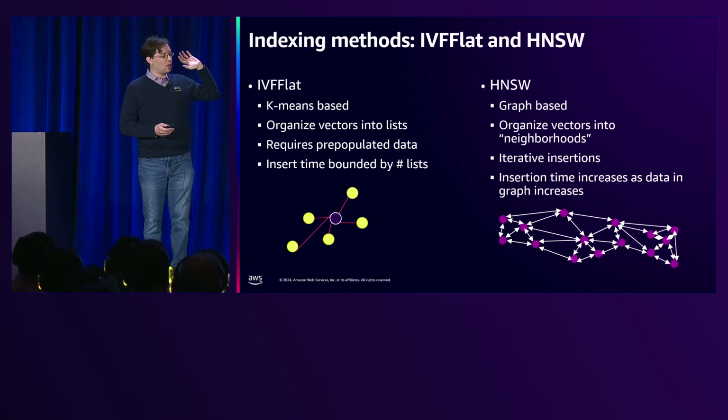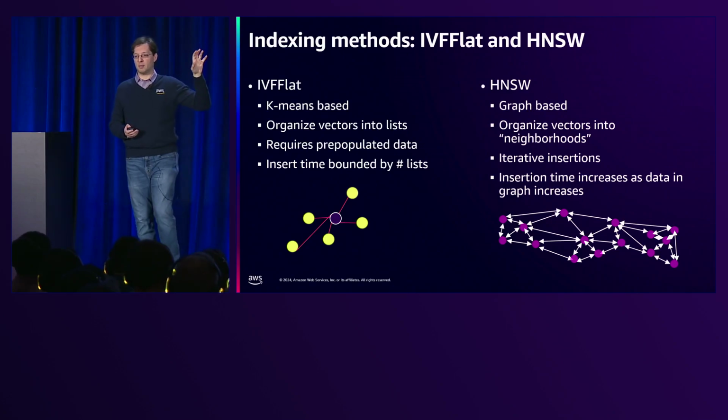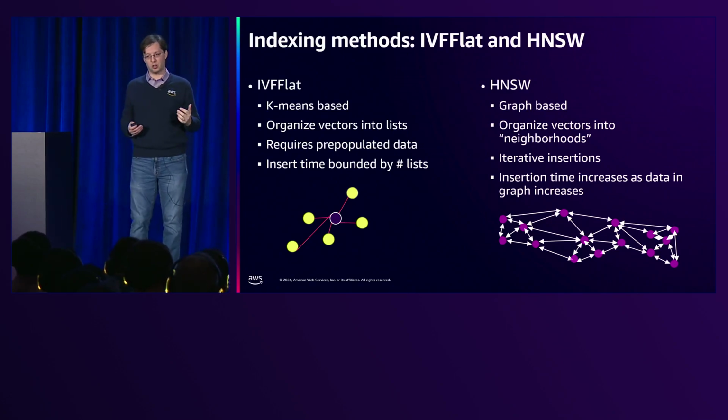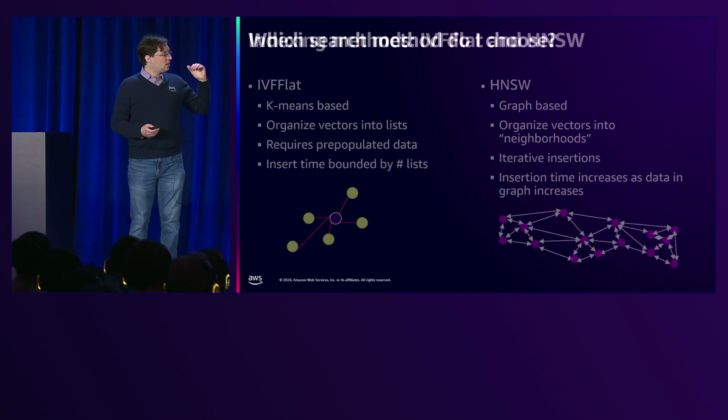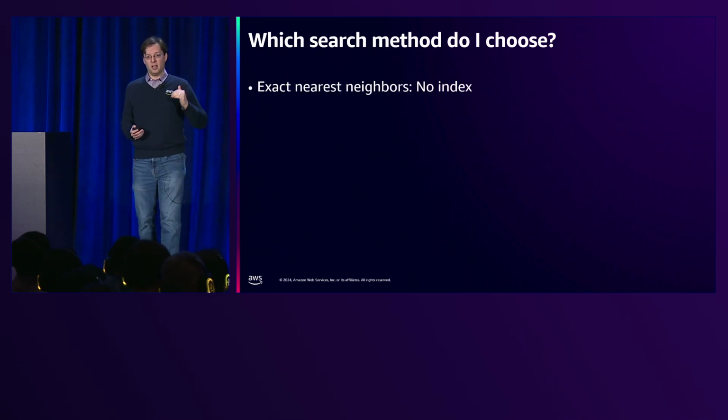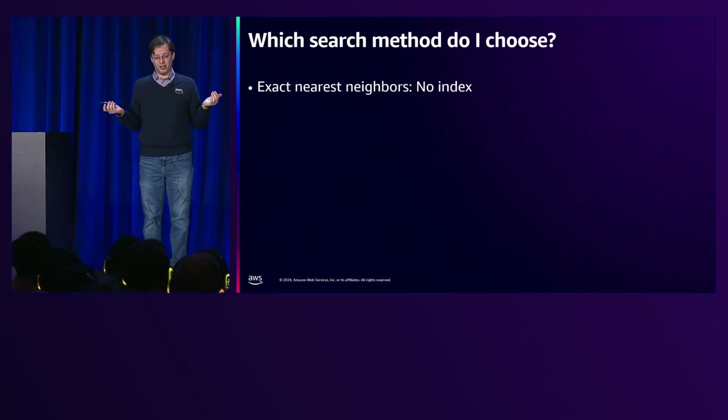Most of the rest of this talk will be focused on HNSW, because this has become probably, if not the most popular method, one of the most popular methods just in general for vector search. Now, here's just a quick cheat sheet. Which vector search method do you choose? If you need exact nearest neighbors, you don't use a vector index.